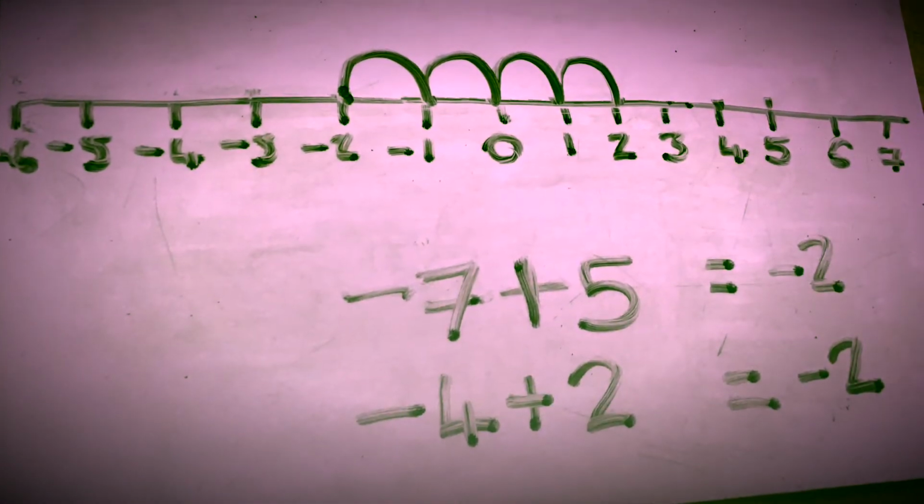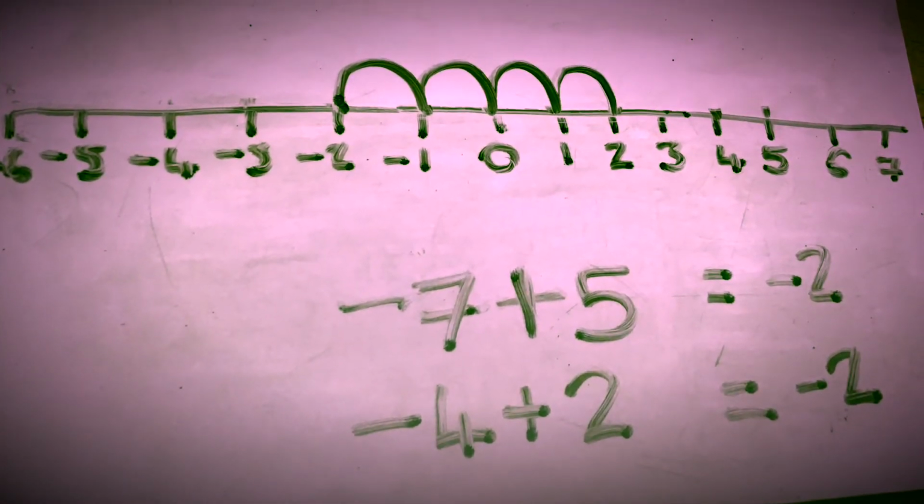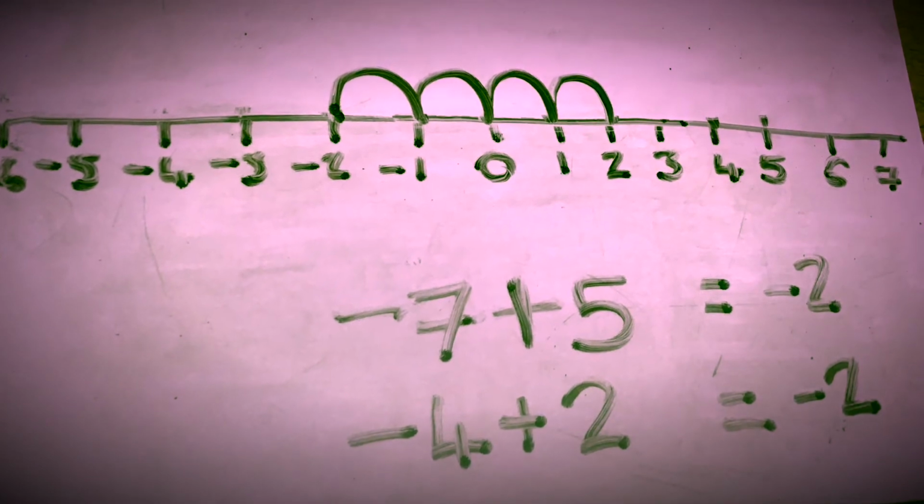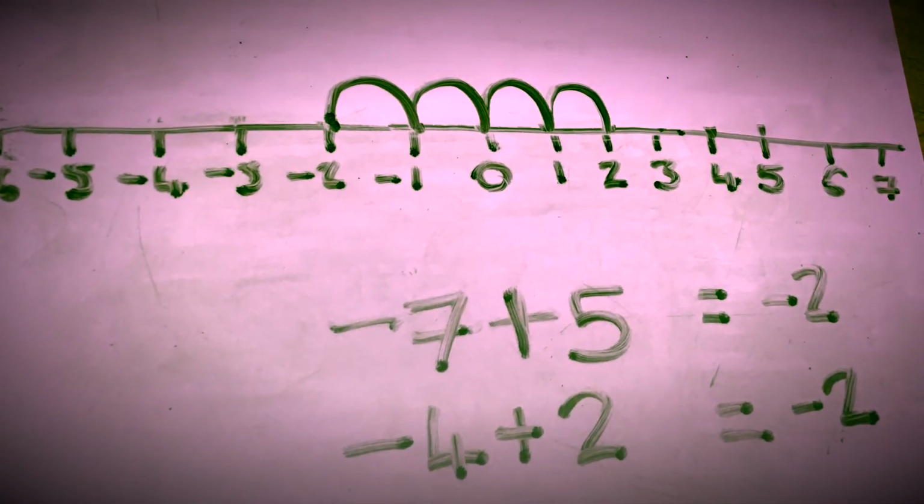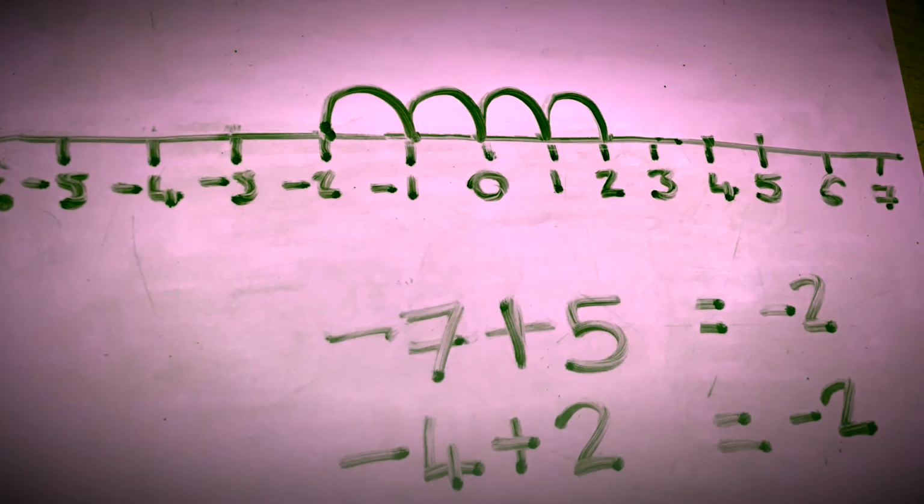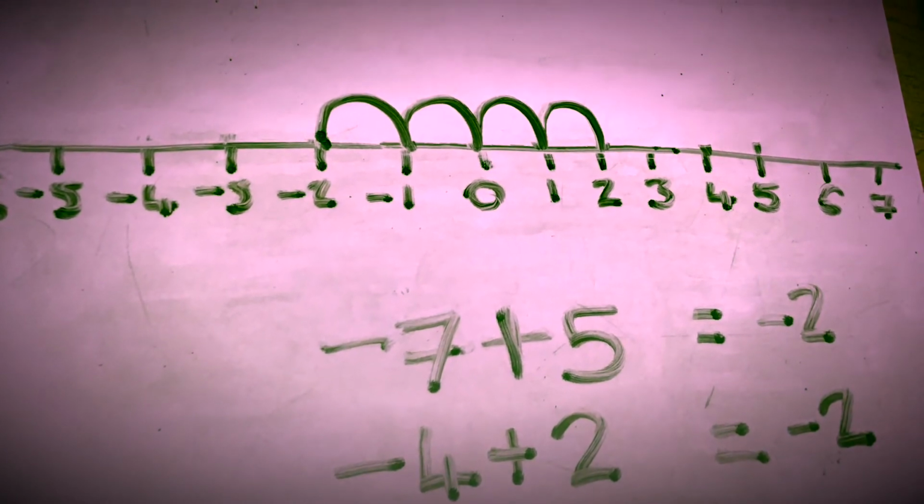And if you're ever in doubt, switch the numbers around. Negative 7 add 5 is negative 2. Negative 4 add 2 is negative 2. It's the same sum, it's the same answer, but sometimes it's easier to switch the numbers around.